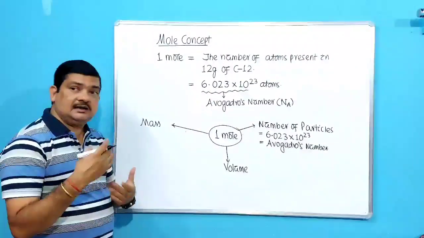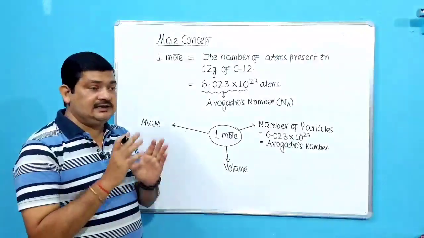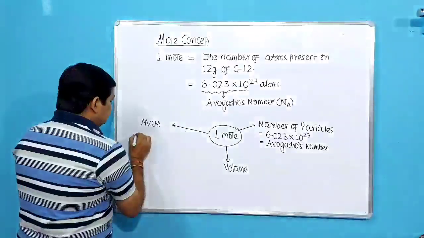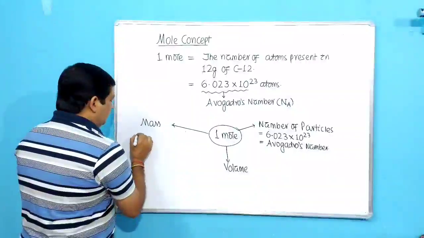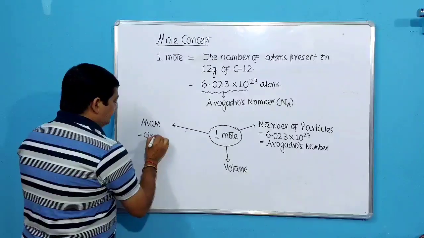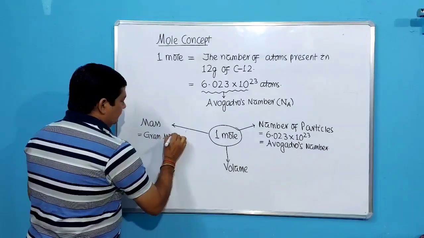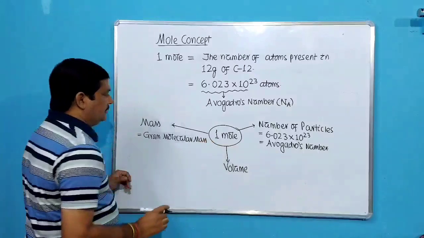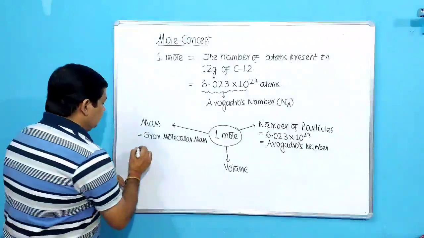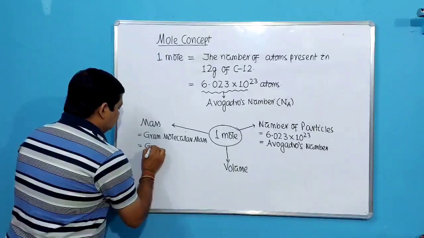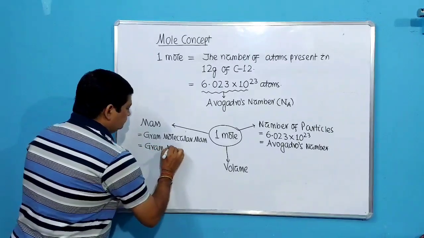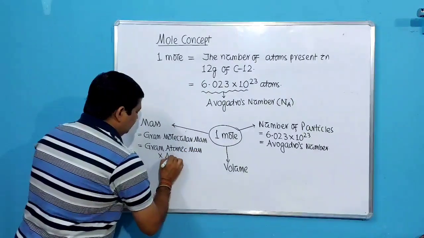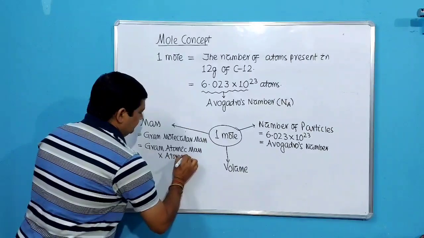Then mass. You must be remembering, I have already told you, the uniqueness of gram molecular mass or gram atomic mass. So what will be the mass of 1 mole of any substance? Gram molecular mass or gram atomic mass, into atomicity. Next I will tell you what is atomicity.